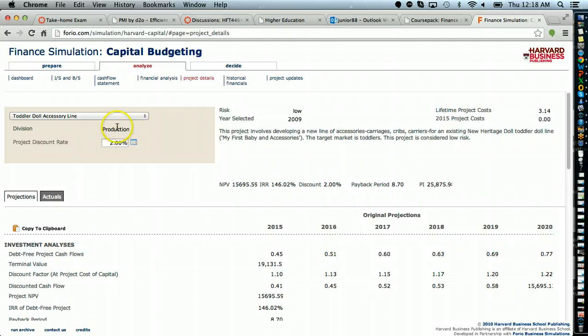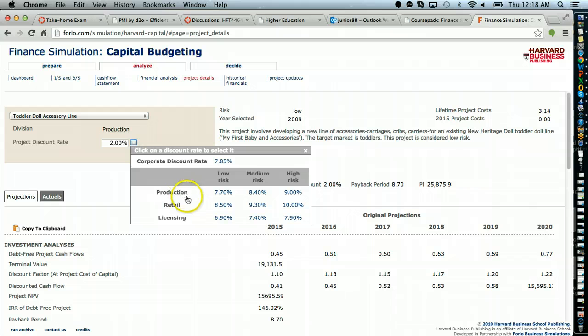In this case, we have the division of production. If you click this link right here, you have production, retail, and licensing, and it shows the percentages for low risk, medium risk, and high risk. You can see I'm using production for my division. Here the discount rate says 7.70, yet I used 2.